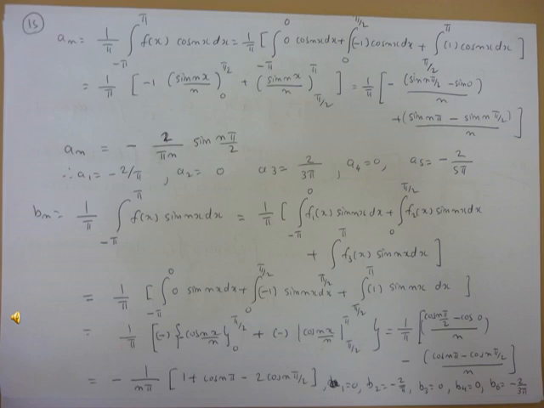The equation is A0 plus A1 cos 1h plus B1 sin 1h plus A2 cos 2h plus B2 sin 2h plus A3 cos 3h plus B3 sin 3h. Then by substitution of the A0 value, A1 value, A2 value, B1 value, B2 value, B3 value, we can write down the Fourier equation.